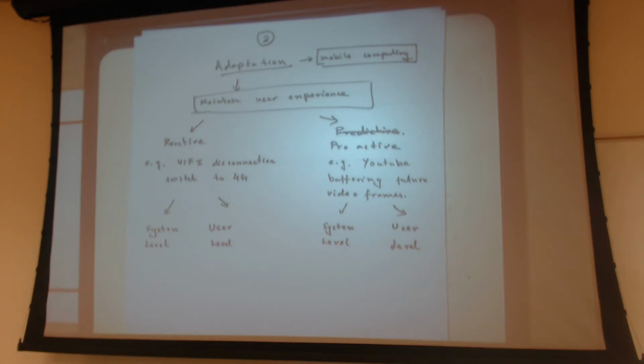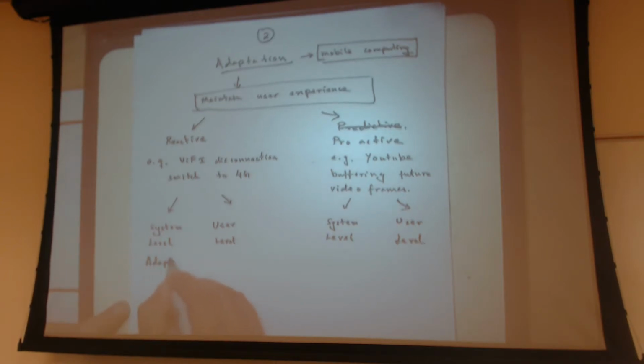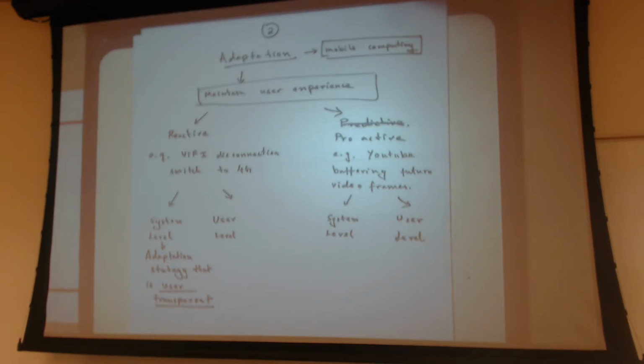So system level adaptation is an adaptation strategy that is taken without notifying the user. It is user transparent, which means regardless of what the user thinks, if the environment changes, I'll take that decision.